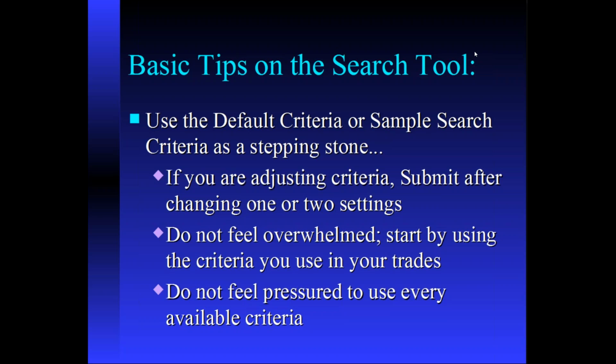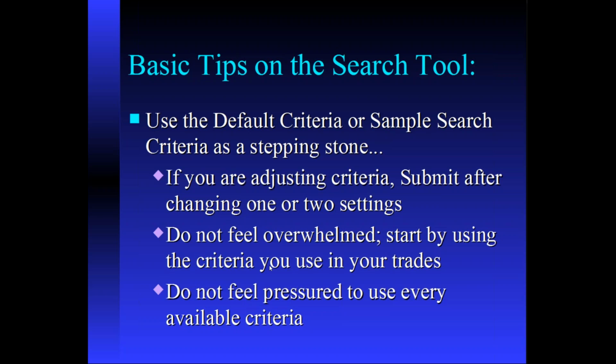Just remember the basic tips on using the search tool. Use the default criteria or your saved searches as a stepping stone. Once you go into the search, you pull up the default search, adjust the criteria to match your needs, but only change 1 or 2 at a time. After you make 1 or 2 adjustments, hit submit, see how you limited your list. You don't want to make 7 or 8 criteria changes at once. If you feel you want to change 7 or 8 criteria, you're going to be better off clearing the settings and starting from scratch.